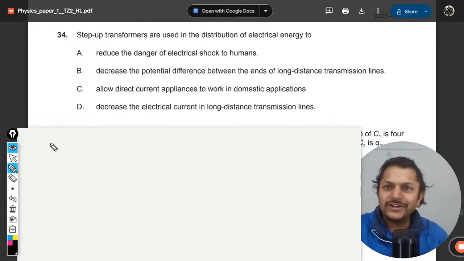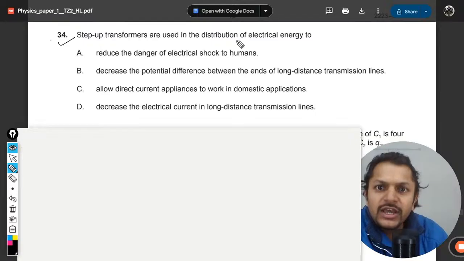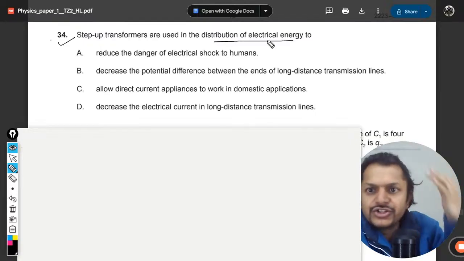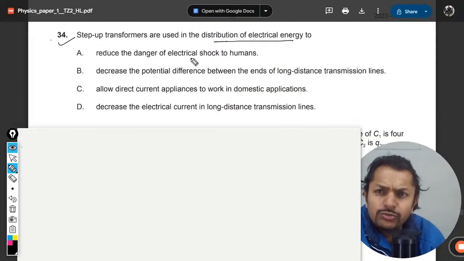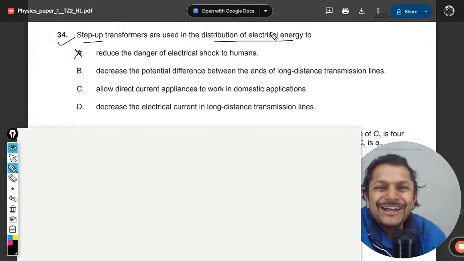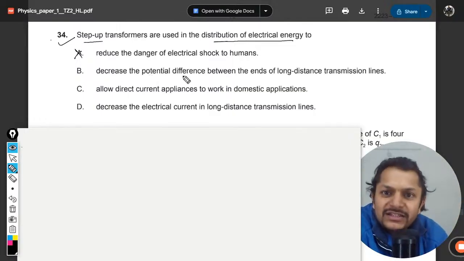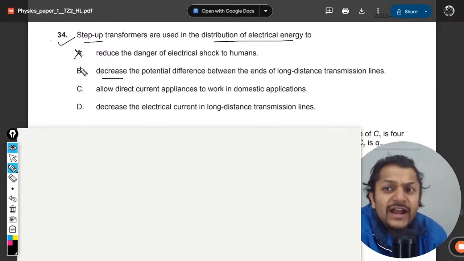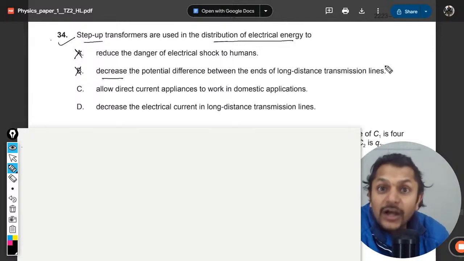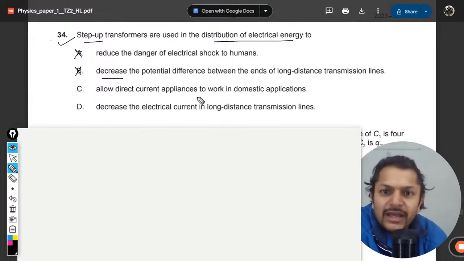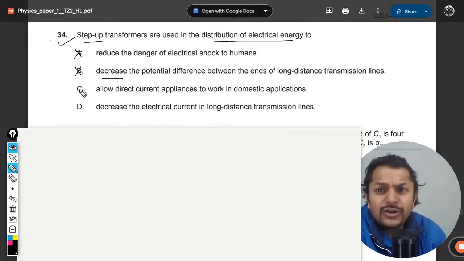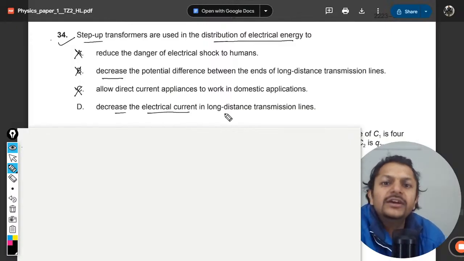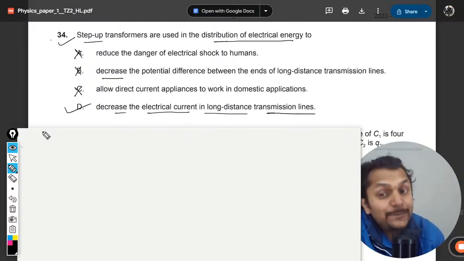Okay, dear student, let's see what is there in this question. Step-up transformers are used in distribution of electrical energy to reduce the danger of electric shocks to humans? No. A step-up transformer is anyway going to increase the voltage. So the voltage is around 100,000 volt now, so it is actually increasing the danger. Decrease the potential difference between the ends of the long distance transmission line? It does not decrease it. In fact, it increases it. I just told you 100,000 volt. Allow direct current appliances to work in domestic application? Not at all. Decrease the electric current in the long distance transmission lines is the absolutely correct answer.